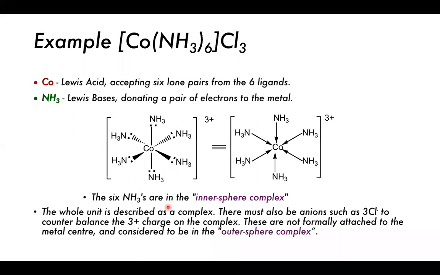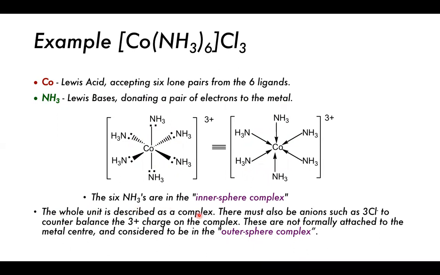So here is an example complex. Cobalt is acting as a Lewis acid, where it is accepting 6 lone pairs from 6 ligands. These 6 ligands are ammonias. Ammonias are, we know, Lewis bases. They have lone pairs of electrons which can be donated to the metal, like so. Here we have the lone pairs of the ammonias all indicated, and then we can see that they form dative covalent bonds. So the 6 ammonias are in the inner sphere complex.